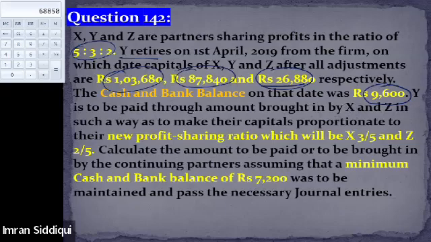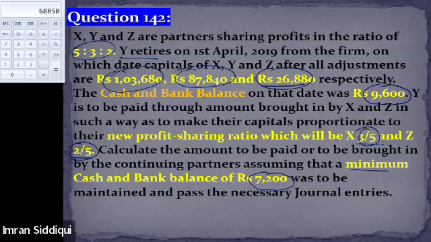Y is to be paid through an amount brought in by X and Z in such a way as to make their capital proportionate to their new profit sharing ratio, which will be 3/5 and 2/5. So the remaining partners have to maintain their capital balances in the ratio of 3/5 and 2/5. Calculate the amount to be brought in by the continuing partners, assuming that the minimum cash and bank balance to be maintained is 7,200.